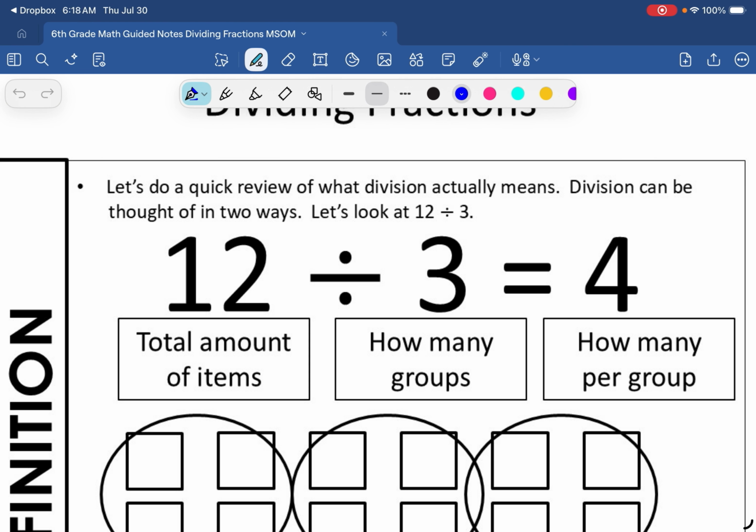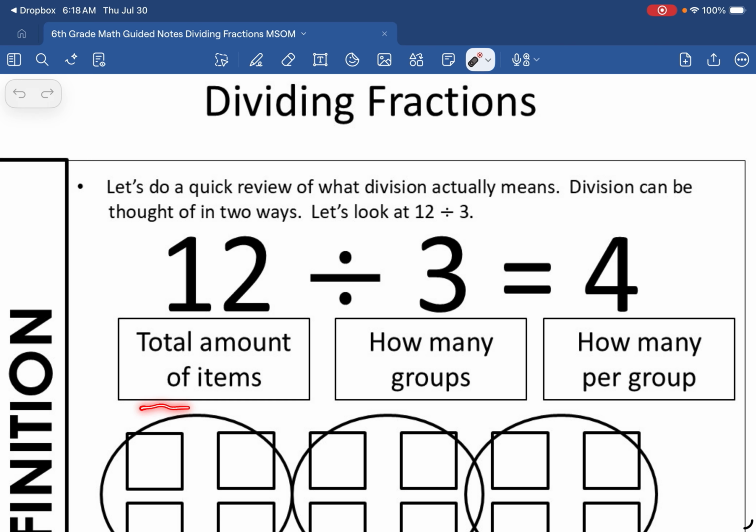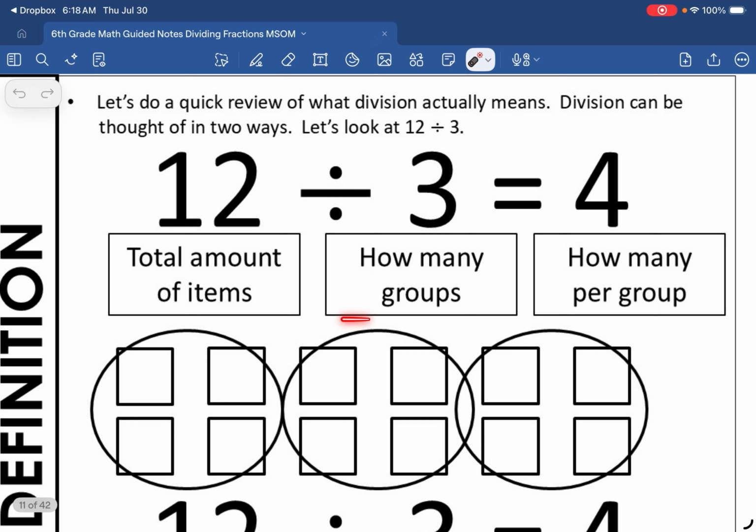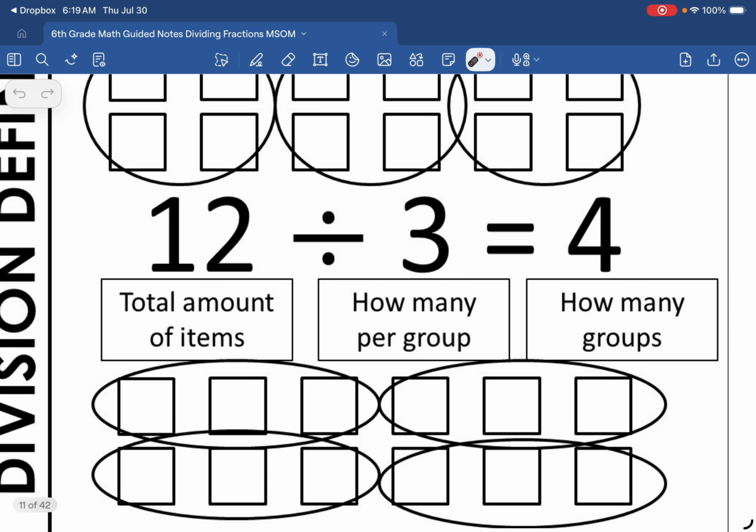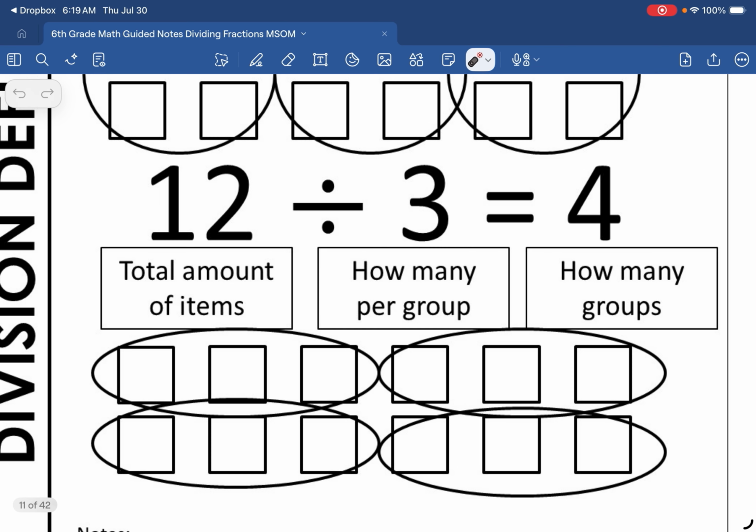Division can be thought of in two ways. Let's look at 12 divided by 3. So 12 divided by 3 can mean 12 is the total amount of items, 3 is how many groups, and 4, the answer, is how many per group. We can also think of 12 divided by 3 as 12 is the total amount of items, 3 is how many per group, and the answer is how many groups, 4.